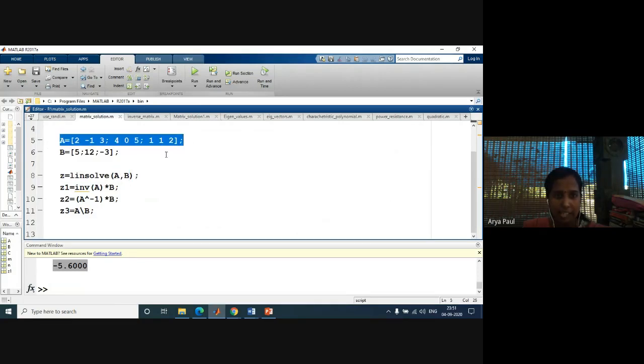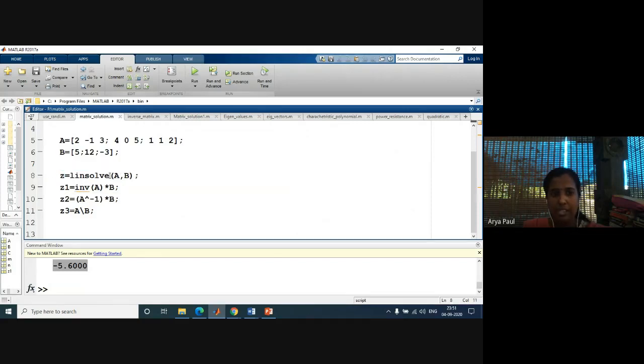Okay, B is another matrix. B is a column vector: 5, 12, and minus 3. This is our previous example itself. A is our square matrix and B is a column vector. So, linsolve of A comma B. If you type like this, you will get the solution.